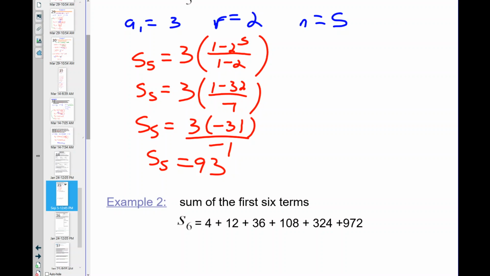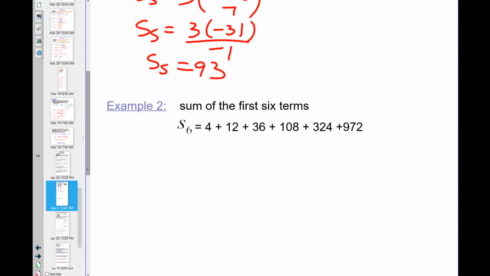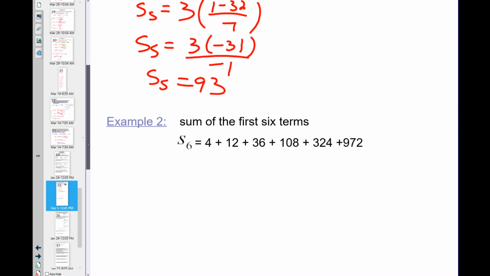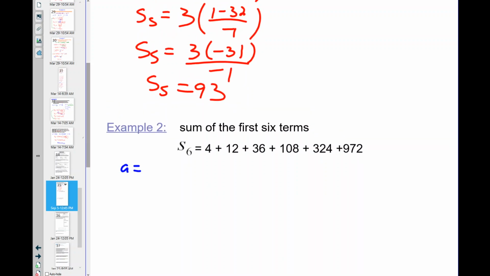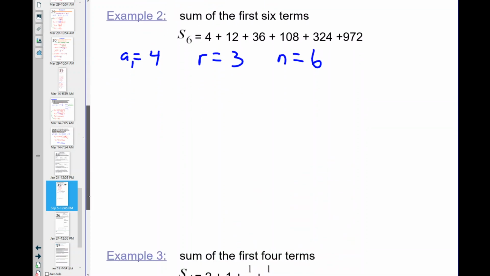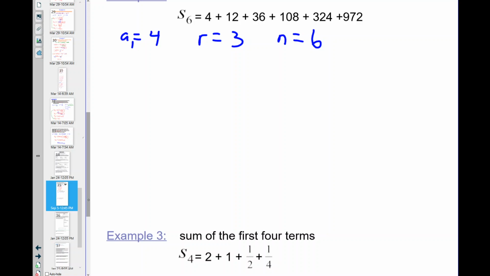Find the sum of the first 6 terms. What's my initial amount here? Yeah, a sub 1 is 4. What's my common ratio? How many numbers do I have? 6. So the sum of these 6 numbers is equal to the first amount, which is 4, times 1 minus 3 to the 6 over 1 minus 3.